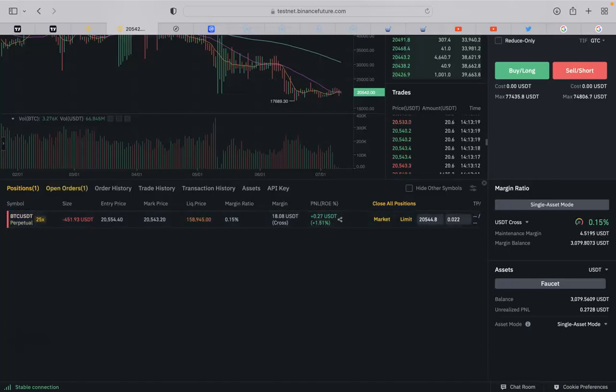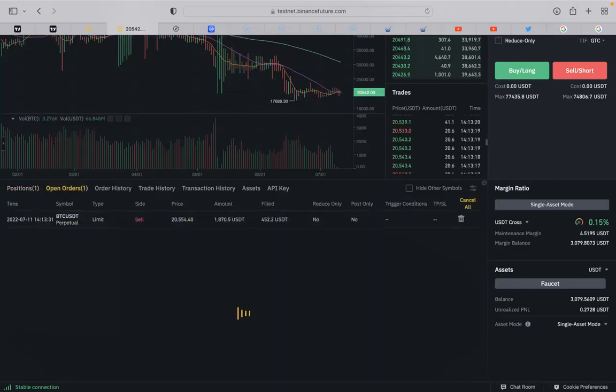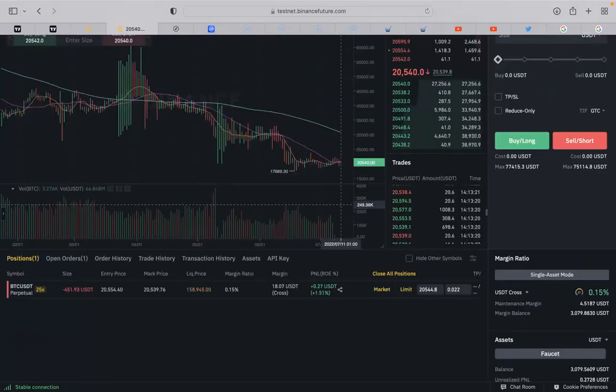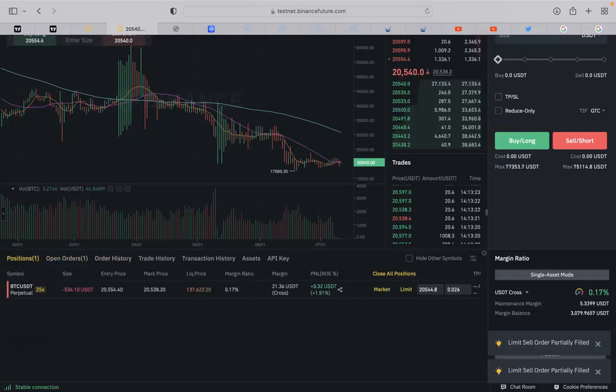So it's still the order executed partially. It has not completely filled. So what I'll do is wait; it's still getting filled.